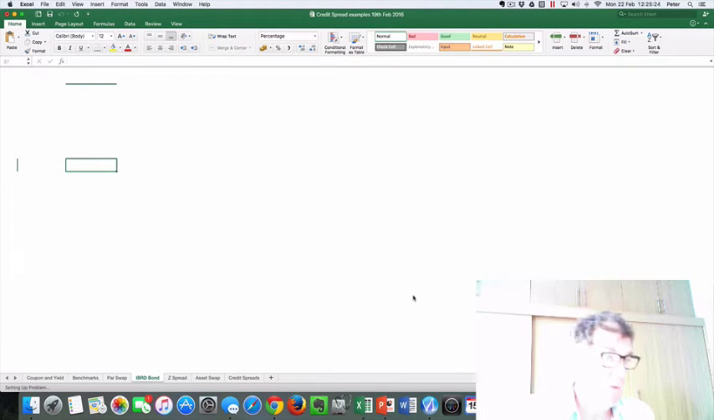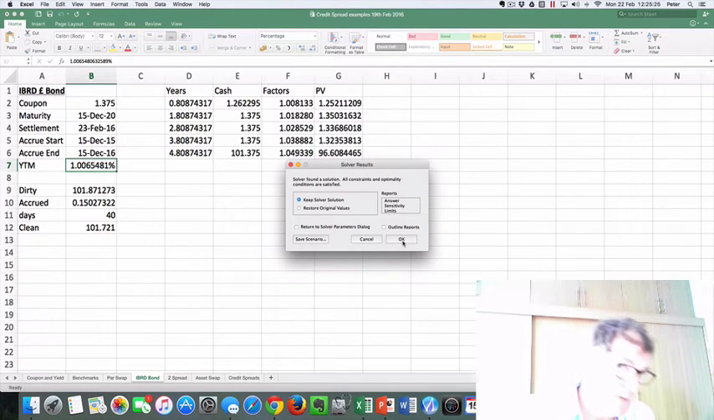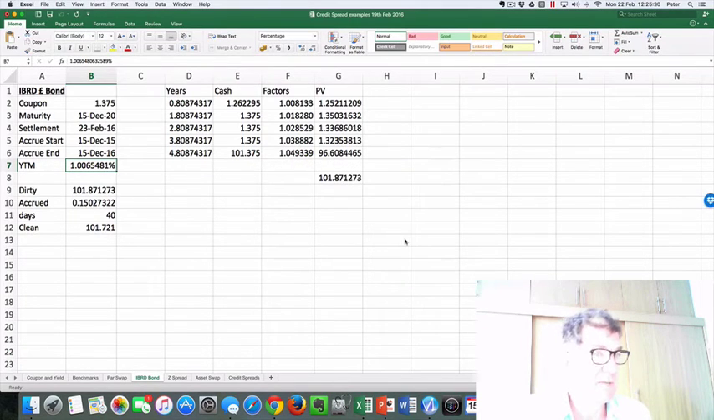When I do that, it goes away and thinks about it for a moment, and you can see we already had the solution anyway, so no matter. But that is how you would go about it for a different price. You put in a different price in that dialog box we were just looking at, and the solver will once again iterate to find the yield that satisfies that price.